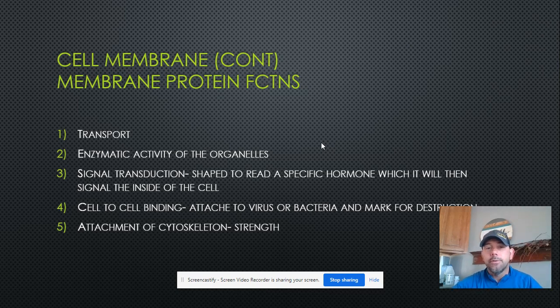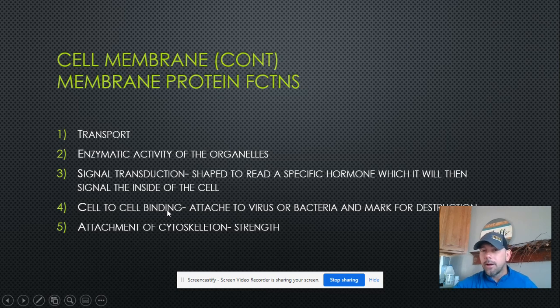They can't fit through, so they're probably polar, or maybe they're too large, they can't get through. So what they're going to do is activate an enzyme, right? Activate one of these proteins that we find in the membrane, which will then activate another enzyme inside the cell, or send signals to other parts throughout the cell. So it's a way for cells to communicate with each other as well.